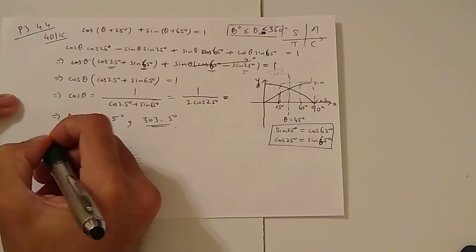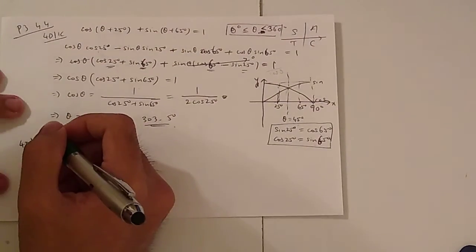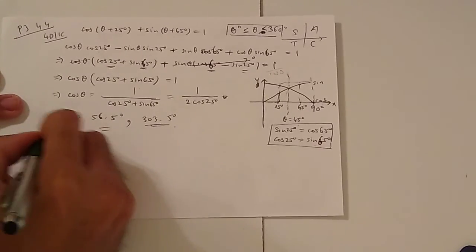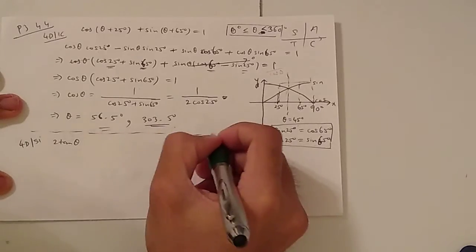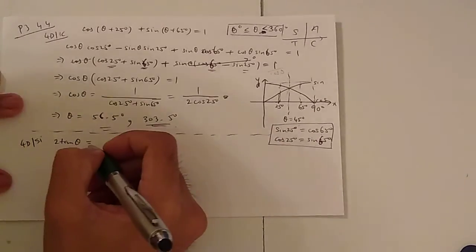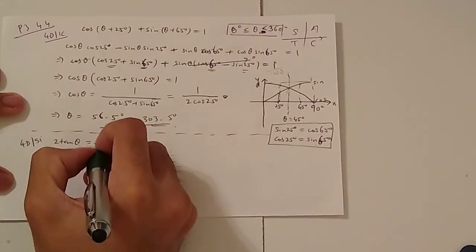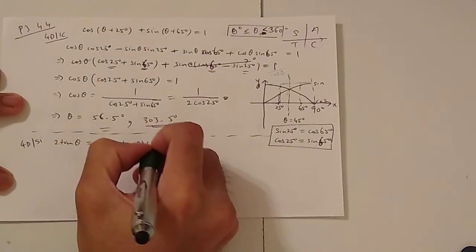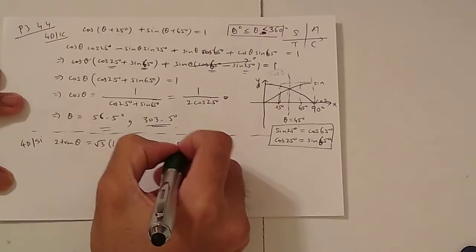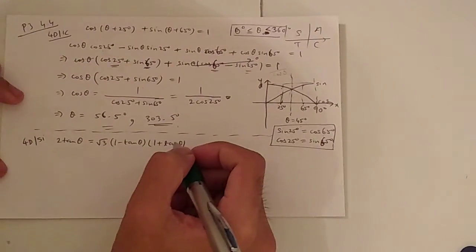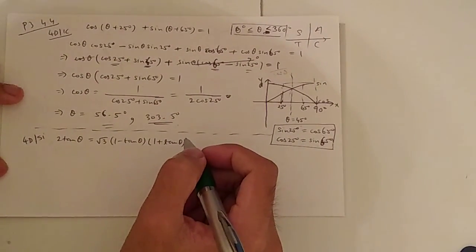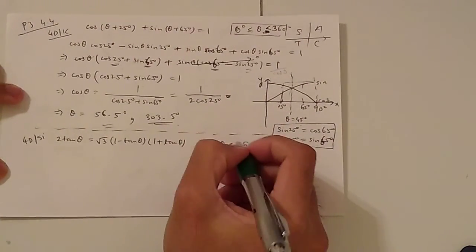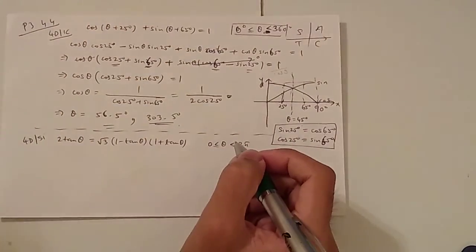In question number 5i we have 2 tan theta is equal to root 3 into 1 minus tan theta into 1 plus tan theta, and 0 is less than or equal to theta, which is less than or equal to 2 pi.